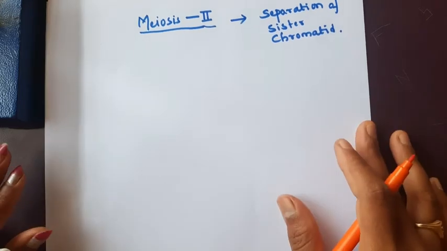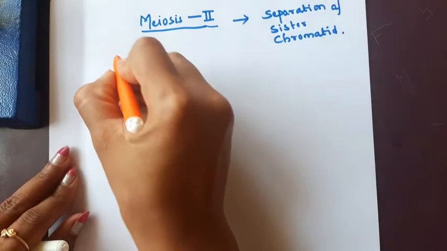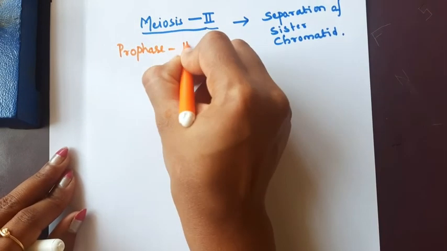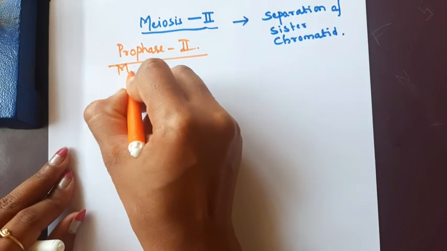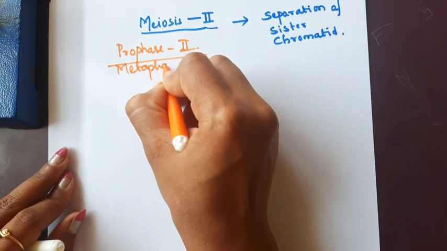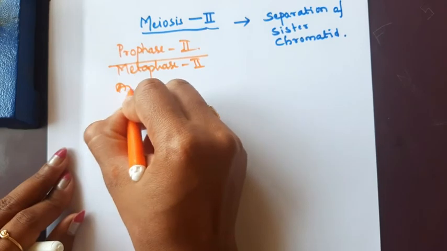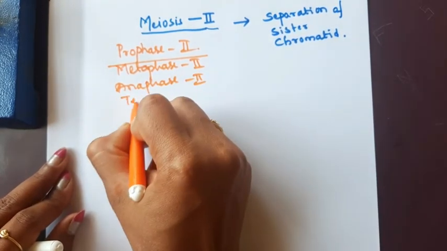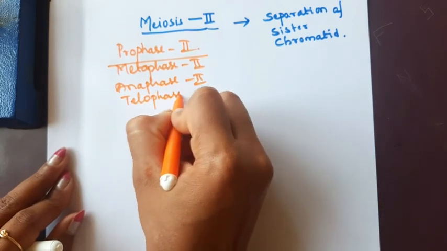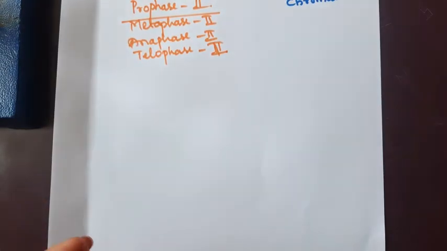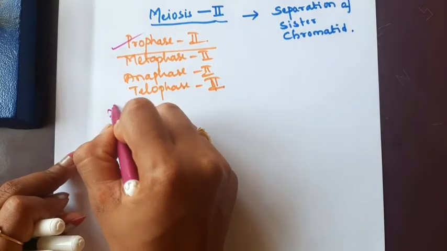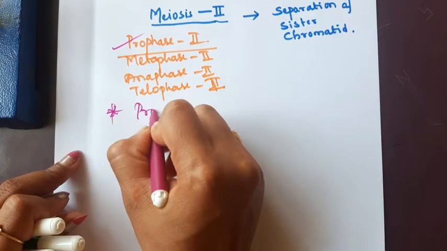Okay. Here, in meiosis second also there are the same stages: prophase second, metaphase second, anaphase second, telophase second. Okay. First, we will start with prophase second. That is the first step in the meiosis second.